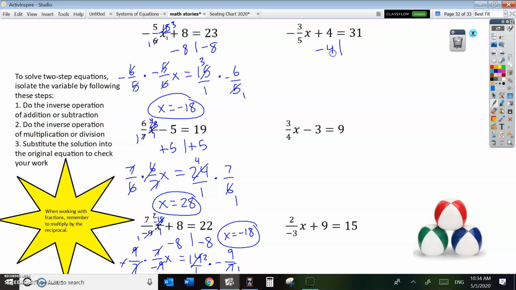Subtract 4 on both sides. Negative 3/5 x equals 27. Multiply both sides by negative 5/3. All this cancels. Negatives cancel. You've isolated the variable. 1 here, 9 here. 9 times negative 5 is negative 45.